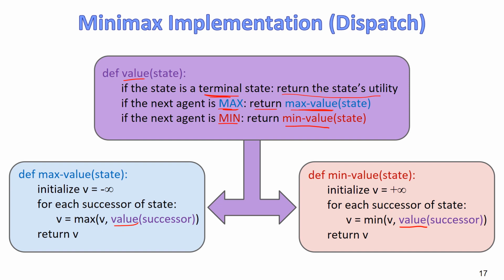If it's terminal, I will return the value that is the utility of the state that's given by the game. If I am max, I will return the max value of the state, which in turn will call value for all the children, and the other way if I am a min agent. So this is recursive, and as we will see very soon, this is very similar to a search algorithm that we already studied. But this is the implementation of the Minimax algorithm.